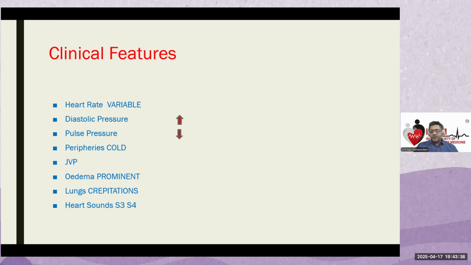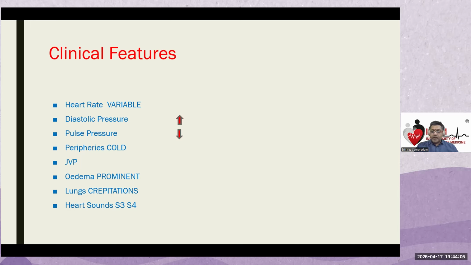So the clinical features of these patients: the heart rate is variable. You could get myocarditis patients and endocarditis patients with a tachycardia. Those with beta blocker overdose, those with heart blocks can have a bradycardia. There could be arrhythmias also. You could have atrial fibrillation. You could have ventricular tachycardias. The heart rate, therefore, is variable in patients with cardiogenic shock.